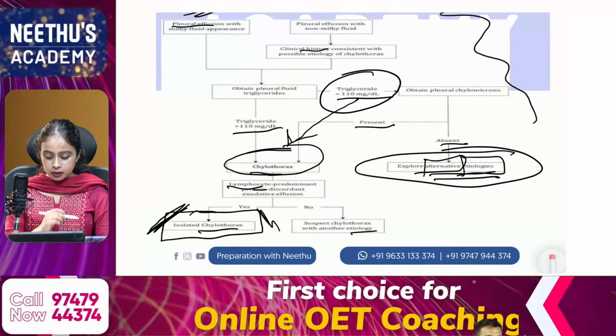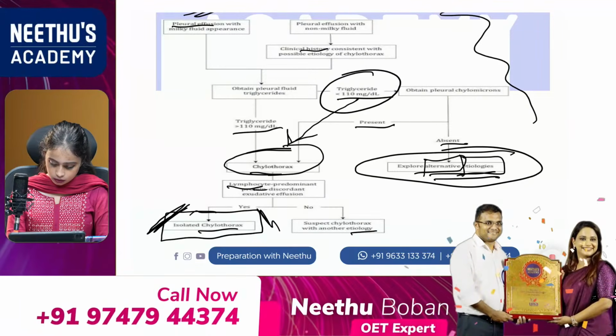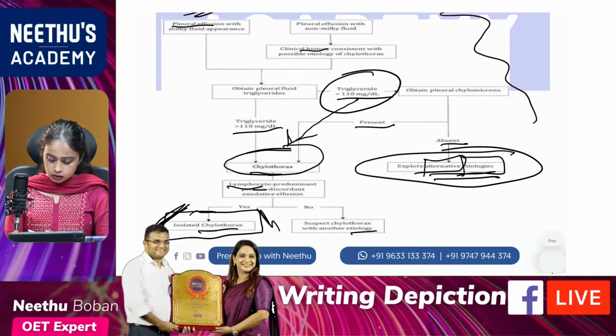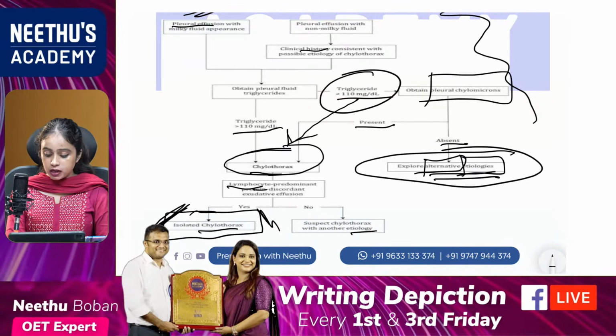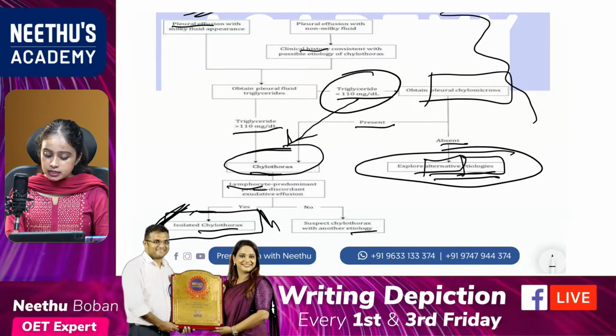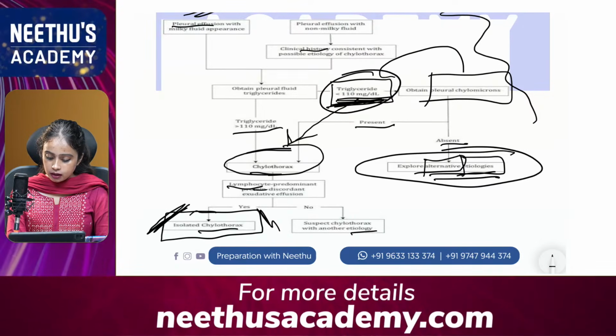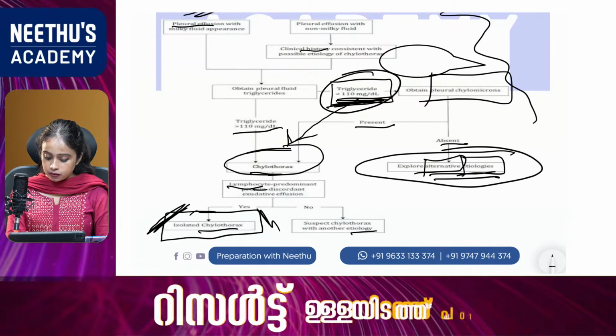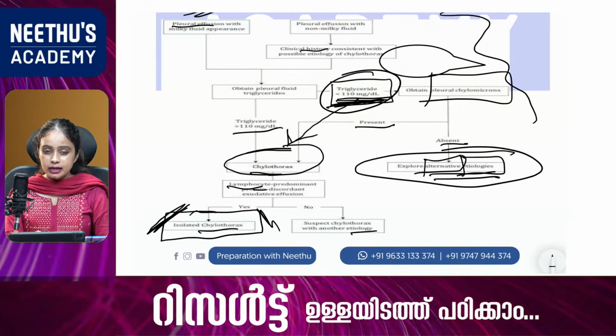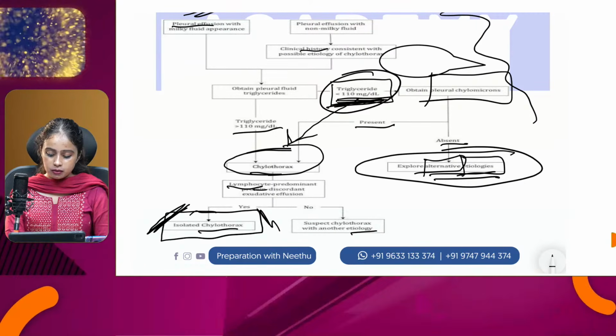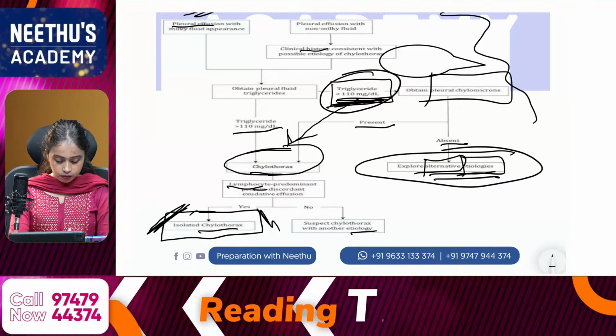So that answer should be from the table. Okay, sorry, not from the table, from the chart. If it is less than 100 mg per dl, then we will obtain what? It is plural chylomicrons. So answer should be plural chylomicrons.